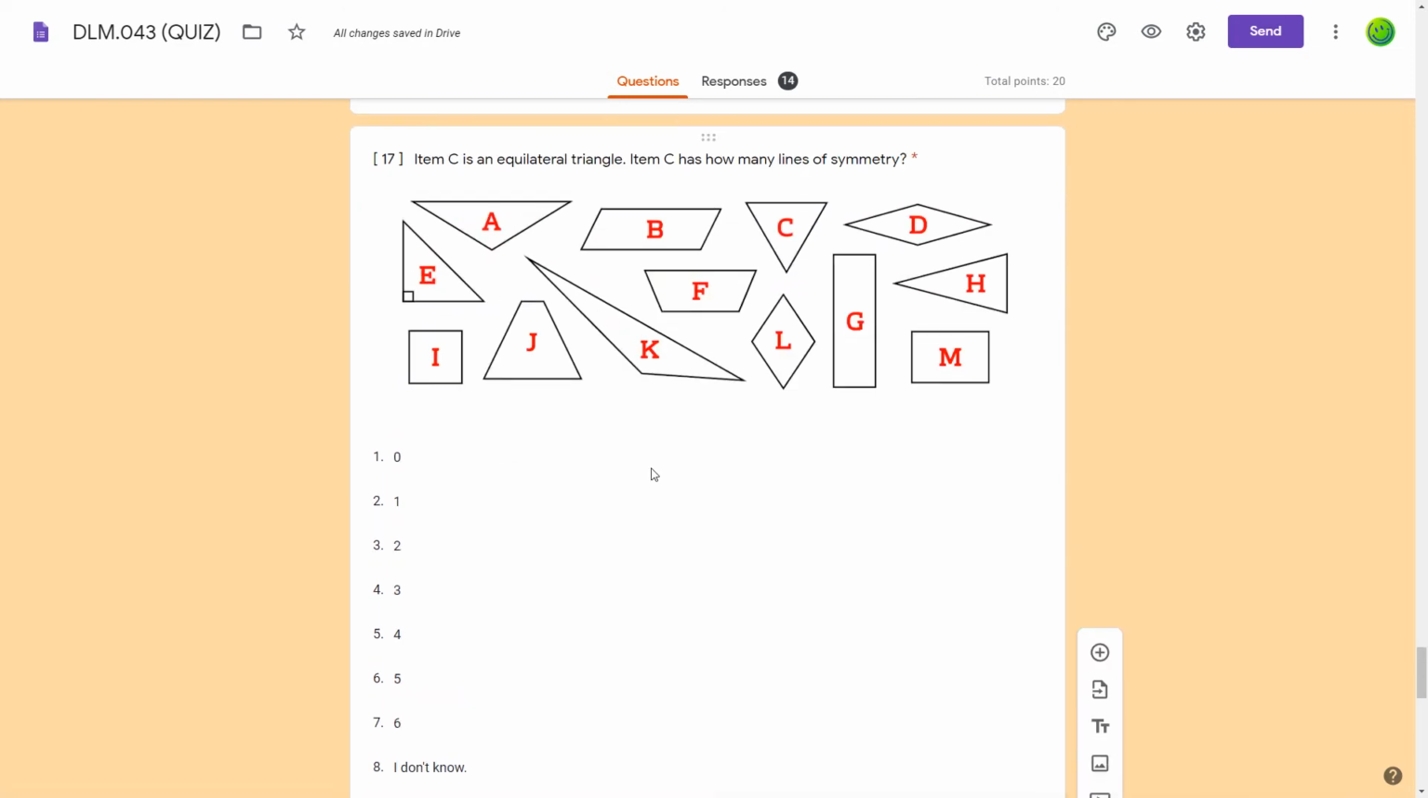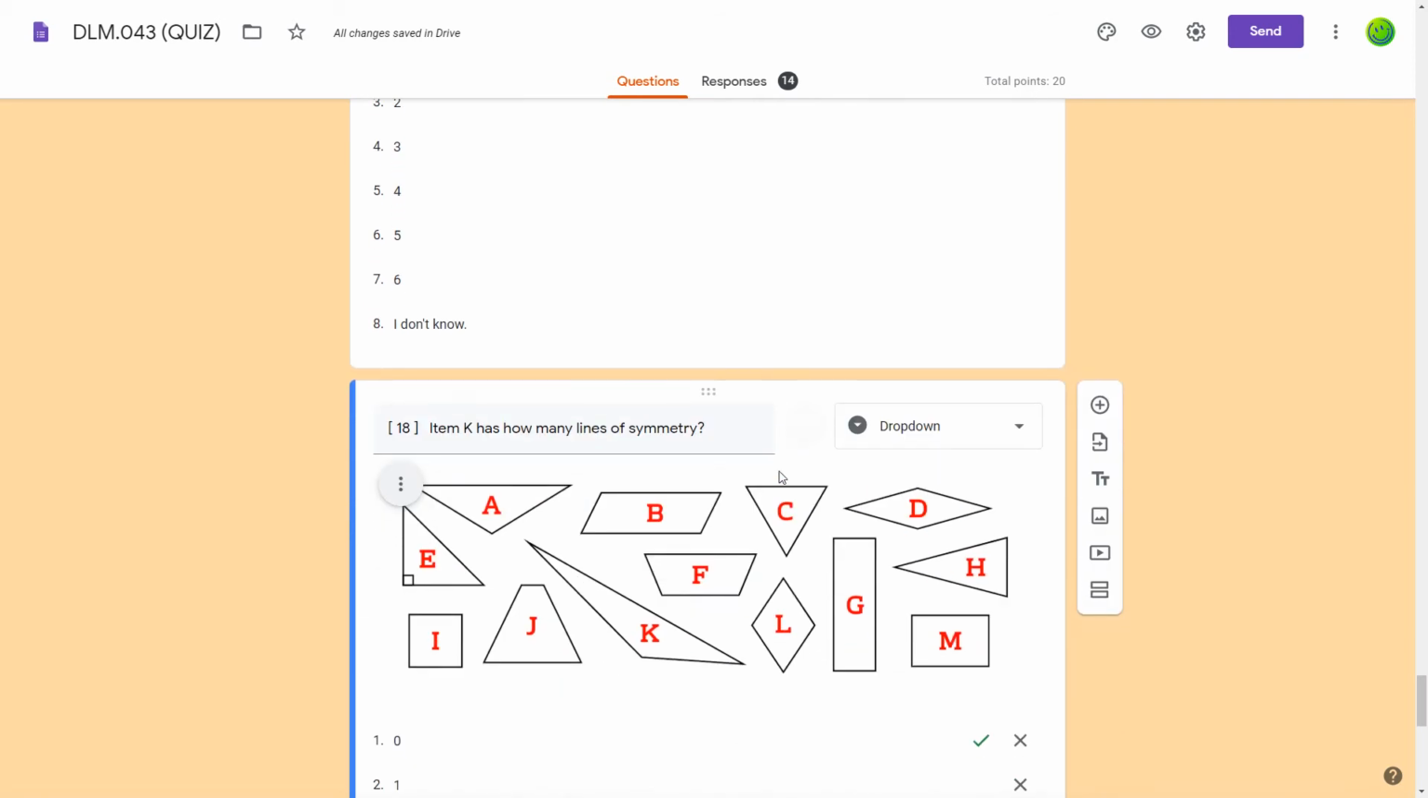Number 17, C is an equilateral triangle. There it is. And that means that all sides are the same. So I can fold it down the middle. Again, imagine you cut it out of paper. You fold it right down the middle that way. That's one line of symmetry. But then I could also do it this way. That's two lines of symmetry. I can also do it this way. Three. So an equilateral triangle has three lines of symmetry.